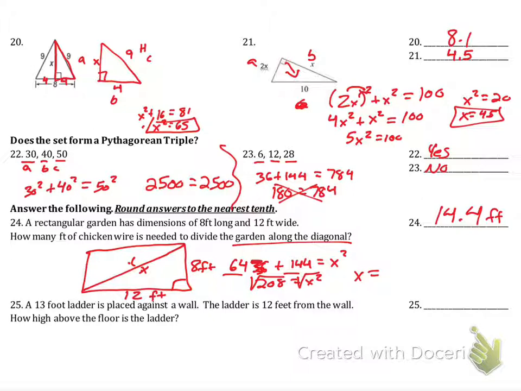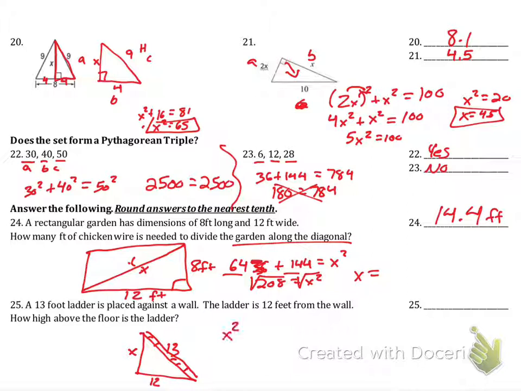All right, a 13-foot ladder is placed against a wall. So it's 13 foot. So that's going to be right there, right? This is the ladder right here. Okay? The ladder is 12 feet from the wall. So it's right there. How high above the floor is the ladder? So 12 is the floor, 13 is the ladder. So this is going to give you your height right here. We want to know what x is.